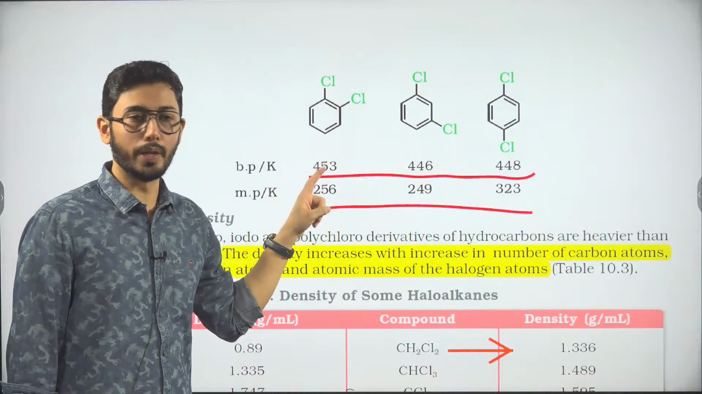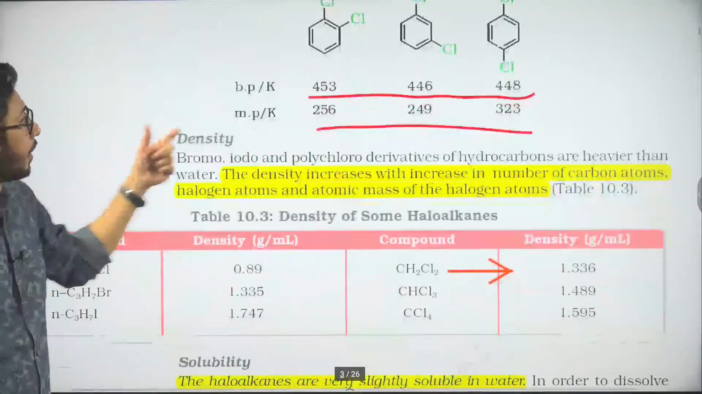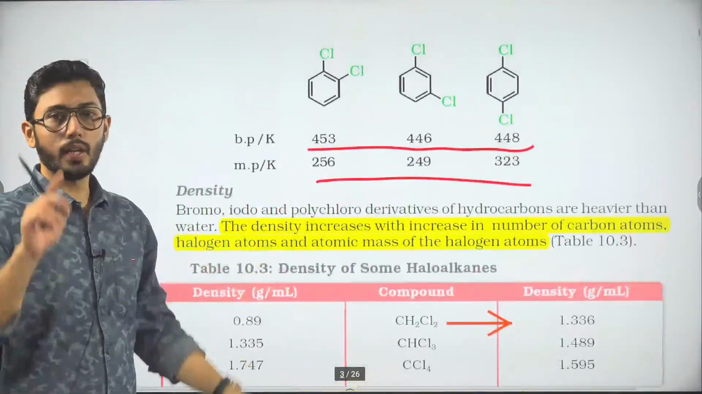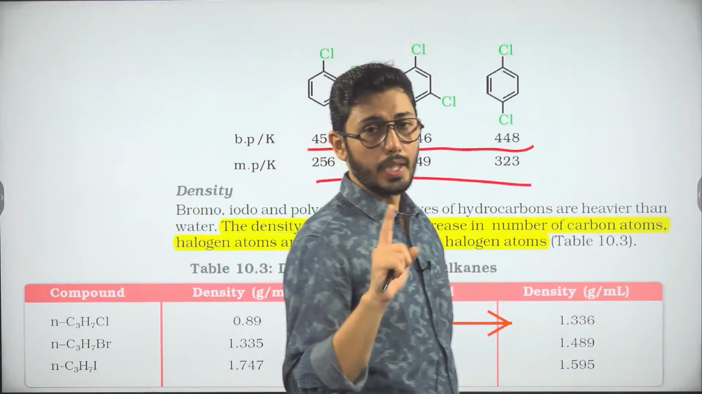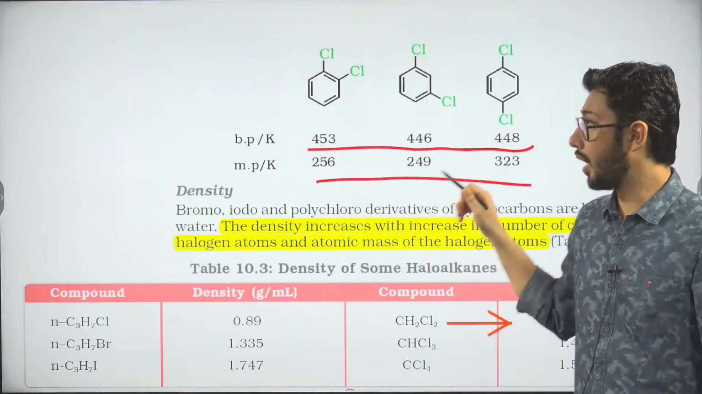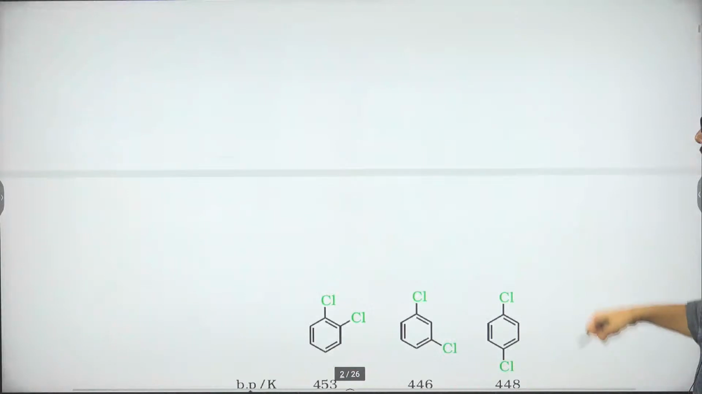It is boiling point. Same way, melting point. In melting point, out of three, one you can remember easily. That para isomers are highly symmetrical, which is given on the previous page.